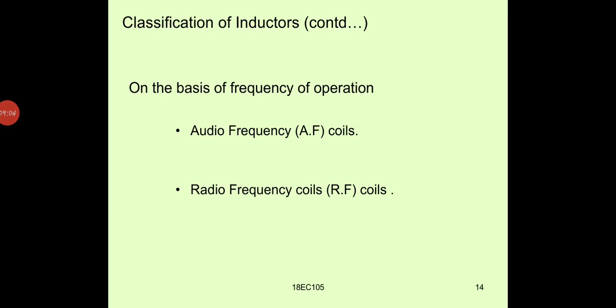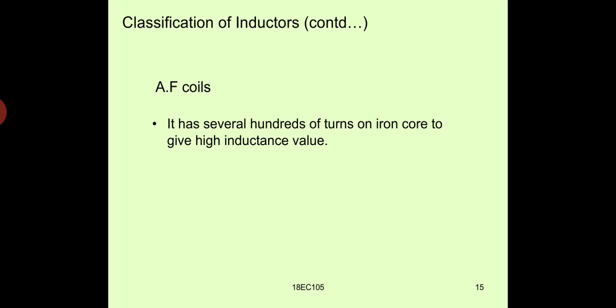So let us look at these audio frequency coils. Audio frequency coils will have several hundreds of turns on the iron core to give high inductance value at their frequency range up to 20 kilohertz. What is the AF range? It is 20 hertz to 20 kilohertz. So in this type we will be using hundreds of turns on an iron core.